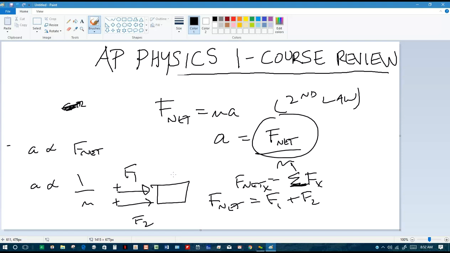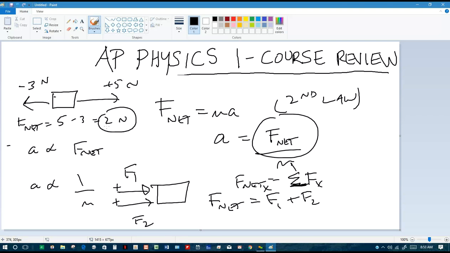If it was 2 newtons of force and somebody else was pushing with 5, then the net force in the x direction would be 2 plus 5, you'd say 7 newtons. On the other hand, if somebody is pushing to the left, that force would have to be distinguished from rightward forces by giving it a negative sign. So this would be like negative 3 newtons. This would be plus 5 newtons. And so the net force would be 5 minus 3, which is just 2 newtons.